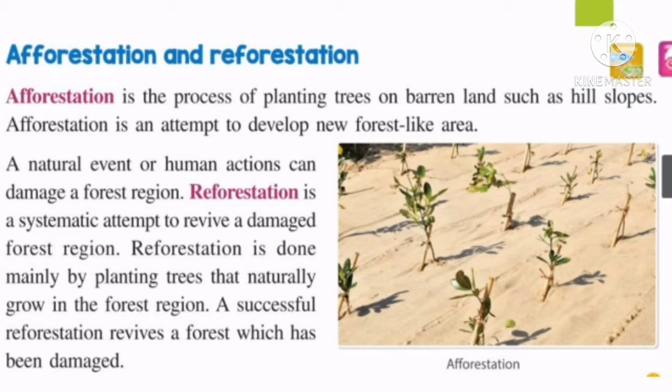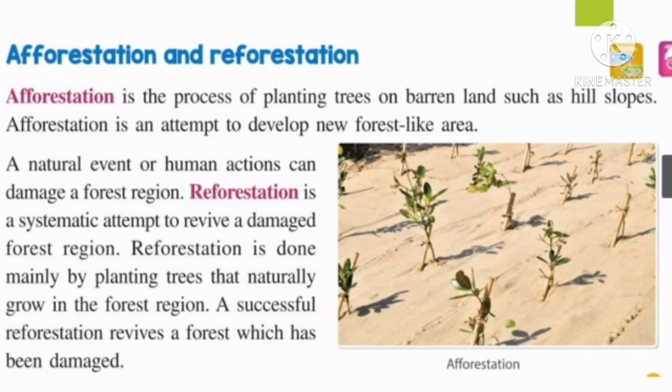A natural event or human actions can damage a forest region. Reforestation is a systematic attempt to restore a damaged forest region. Reforestation is mainly done by planting trees that naturally grow in the region. A successful reforestation restores a forest which has been damaged.